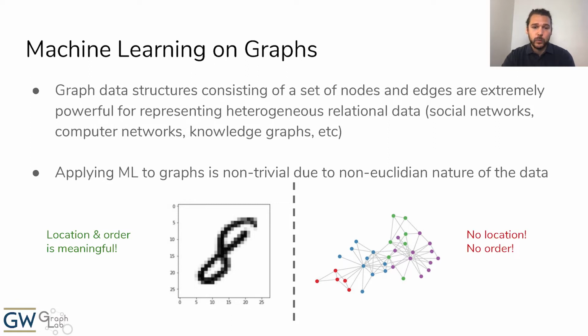On the other hand, with graph-structured data, there's typically no notion of location or order. If you were to arbitrarily rearrange all the nodes in the graph here, it would still be the same graph, just visualized in a different way. Also, there is typically no such thing as a first node or a last node in graph-structured data. This means that most machine learning algorithms do not work out of the box on graph-structured data.